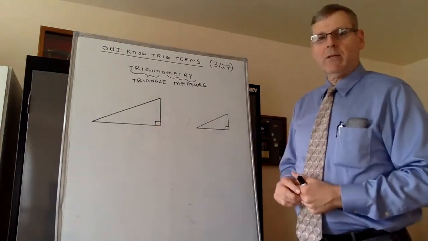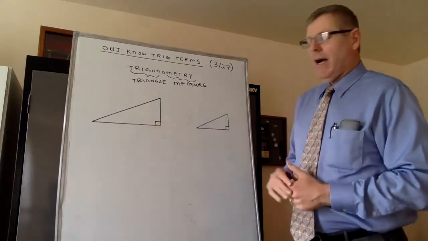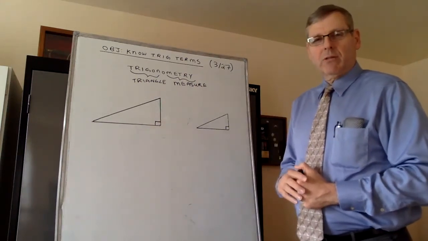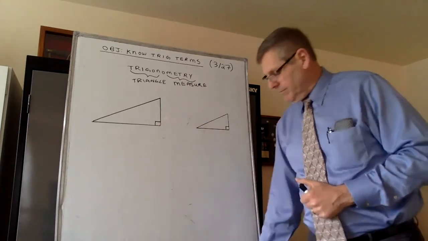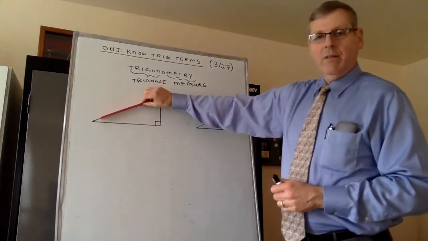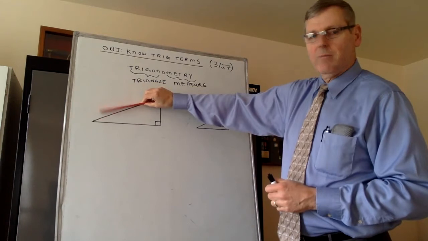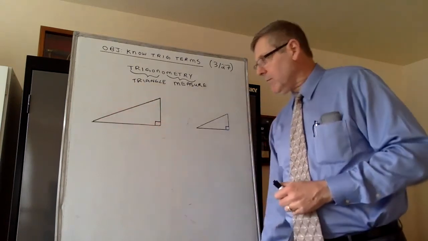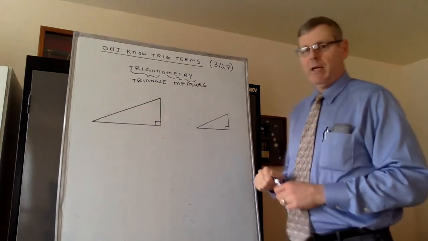So here I have a right triangle. Have I defined the shape of this right triangle if all I know is this is a 90-degree angle? And the answer to that is no, because this side here could look like this, it could look like this. Okay? If all I know is one angle, I have not uniquely defined the shape of this triangle.